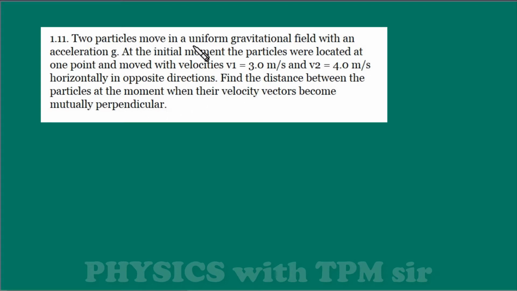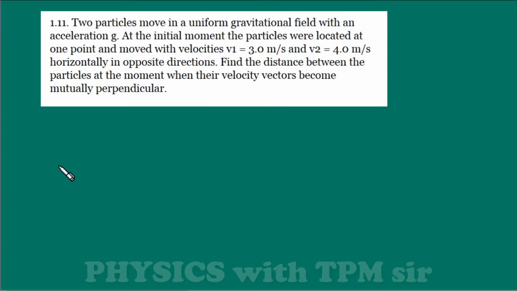Okay, what is given? Two particles move in a uniform gravitational field with an acceleration g. At the initial moment, the particles were located at one point. Both are located at one point and moved with velocities v1 and v2 horizontally in opposite directions. Find the distance between the particles at the moment when their velocity vectors become mutually perpendicular. So this is a relatively easy question if we compare with other questions.